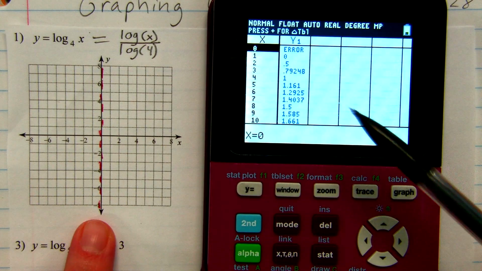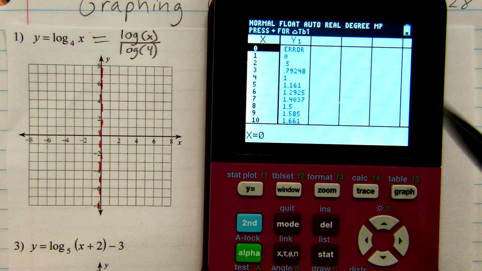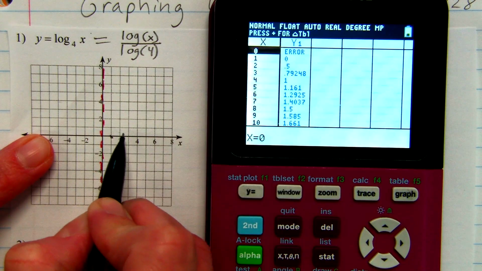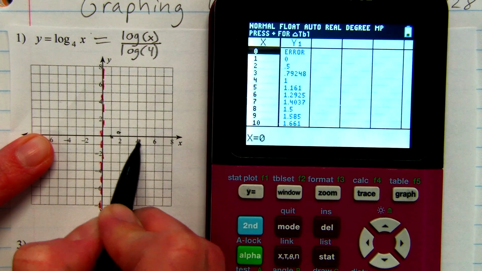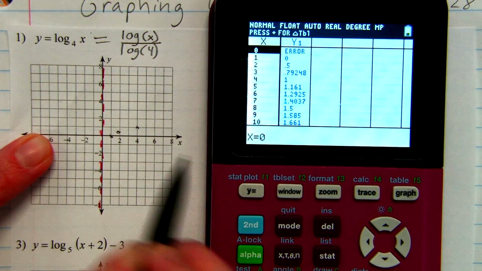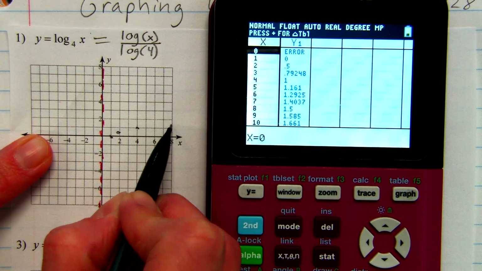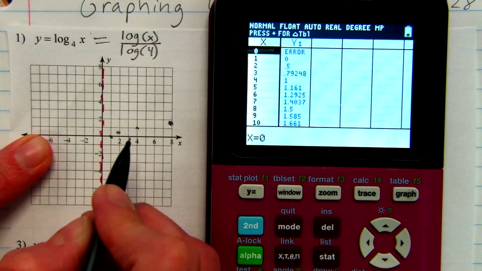And so we can get a few points off of here. So at 1, it's at 0. At 2, it's 0.5. At 4, it's at 1. You can just grab a few points. At 8, it's at 1.5. So it's not going to grow super fast.